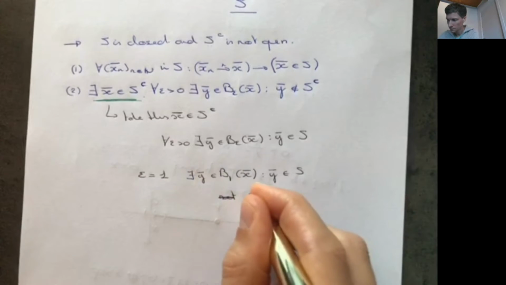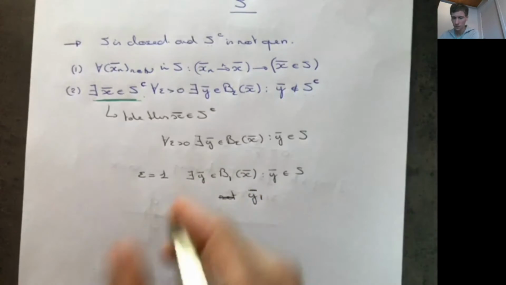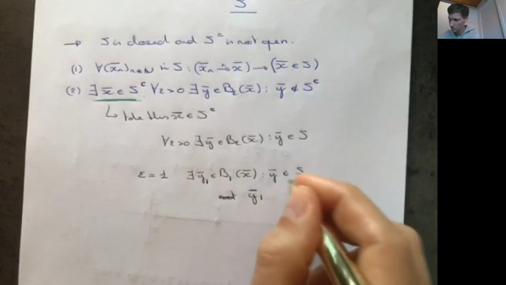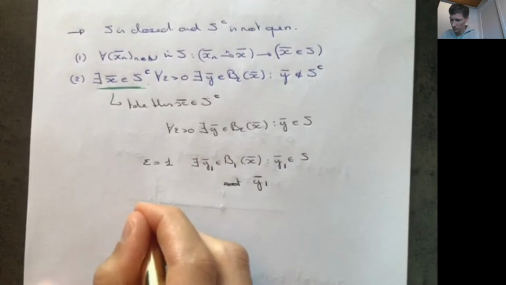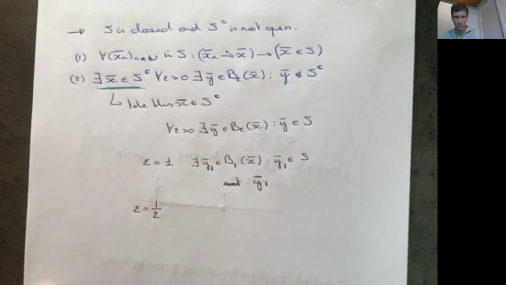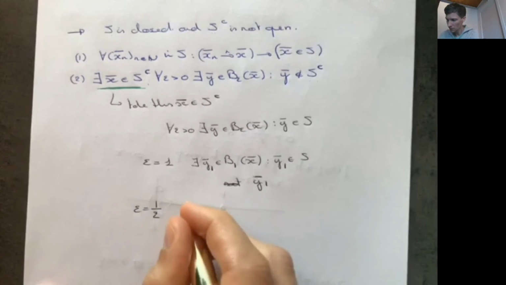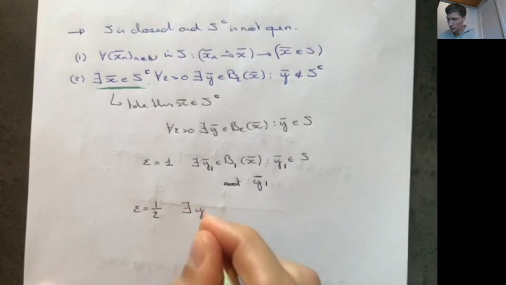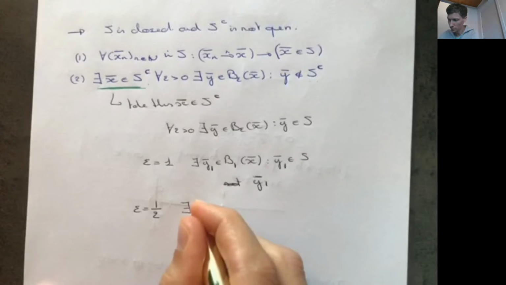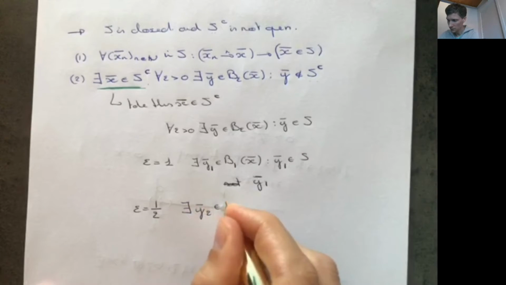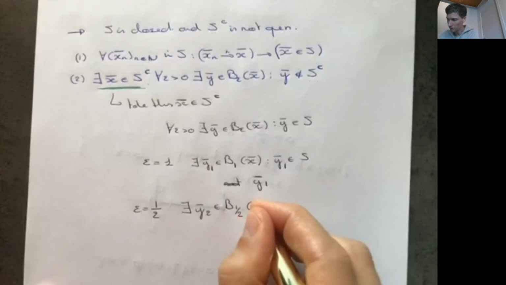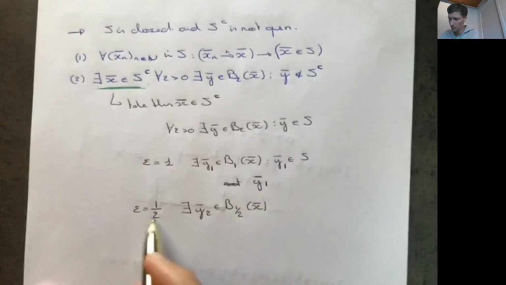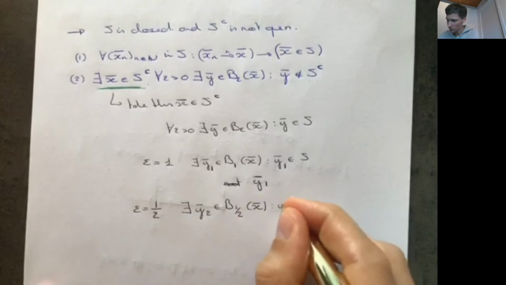Right, so let me call this y1. I can take another value of epsilon, 1/2. Well, I know that there's a y, let me call this y2. This is now in the ball of radius 1/2 around x, right? My epsilon is 1/2.